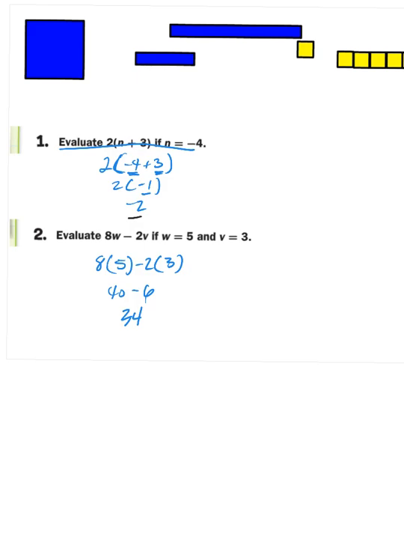On the second one, if we have 8 times w minus 2v, if w equals 5 and v equals 3, then we put 5 in place of the w, 3 in place of the v. 8 times 5 is 40, 2 times 3 is 6, 40 minus 6 is 34. Now we're going to play with 2 times n plus 3 in a minute. But it's important that we understand when we evaluated this at -4, we came up with -2. We're going to come back to that.